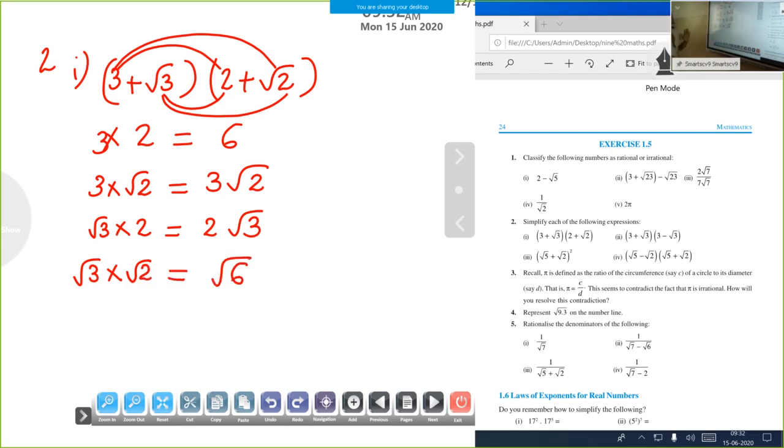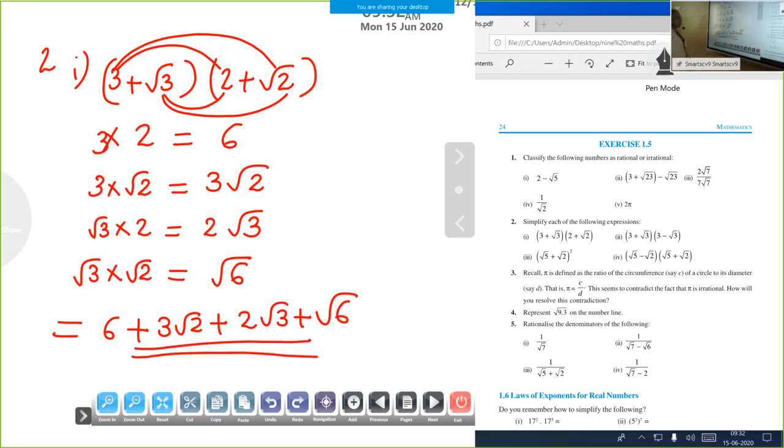All are positive numbers. So at last you write all the steps together. 6 plus 3 root 2 plus 2 root 3 plus root 6. Here also no like terms. So our answer is 6 plus 3 root 2 plus 2 root 3 plus root 6.